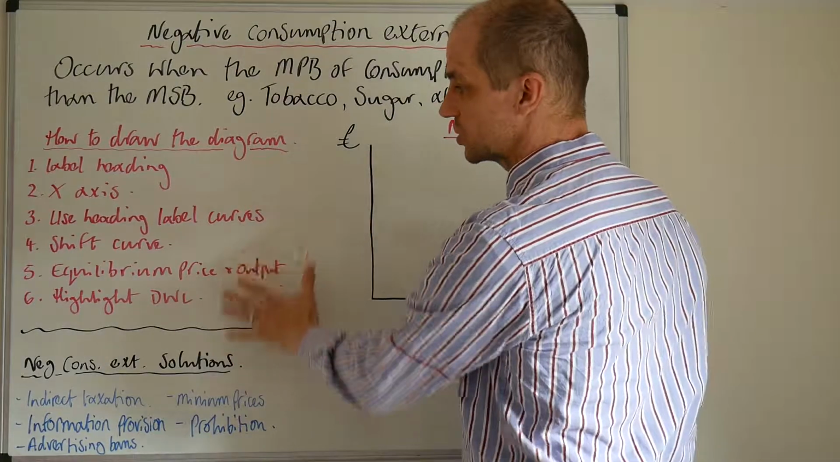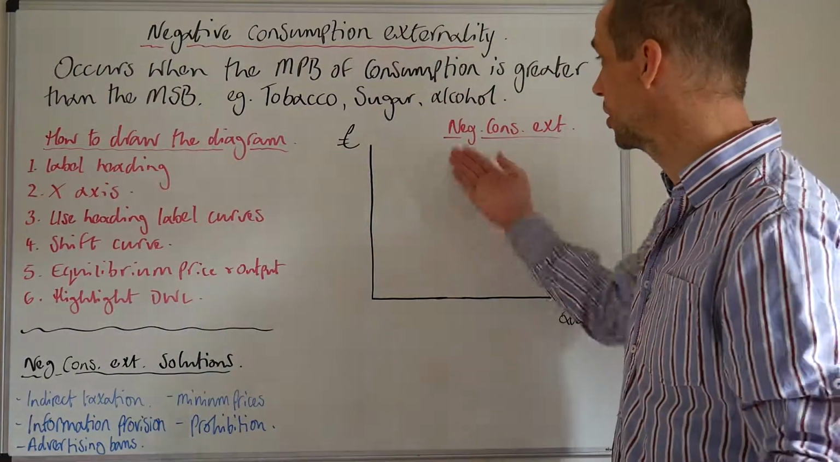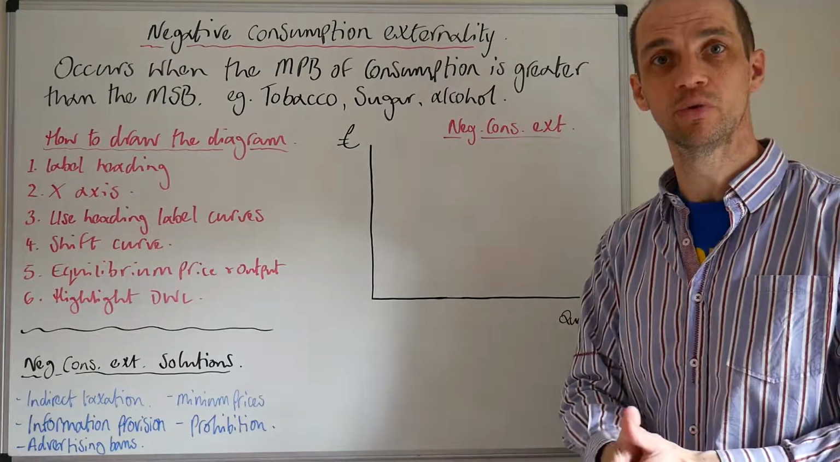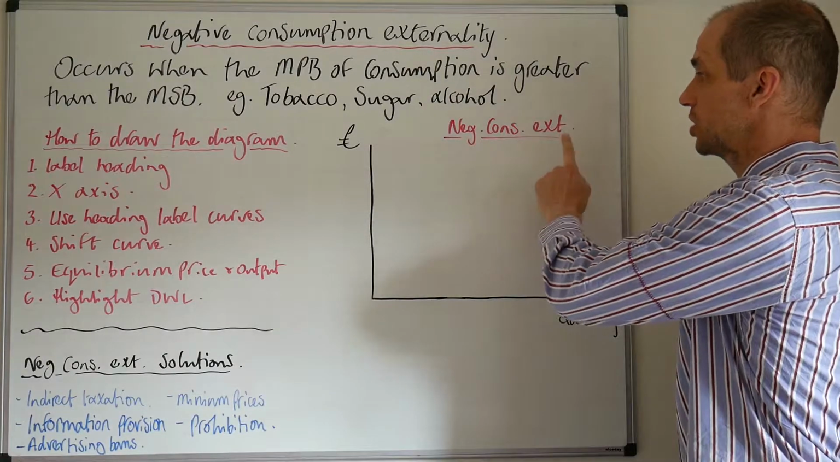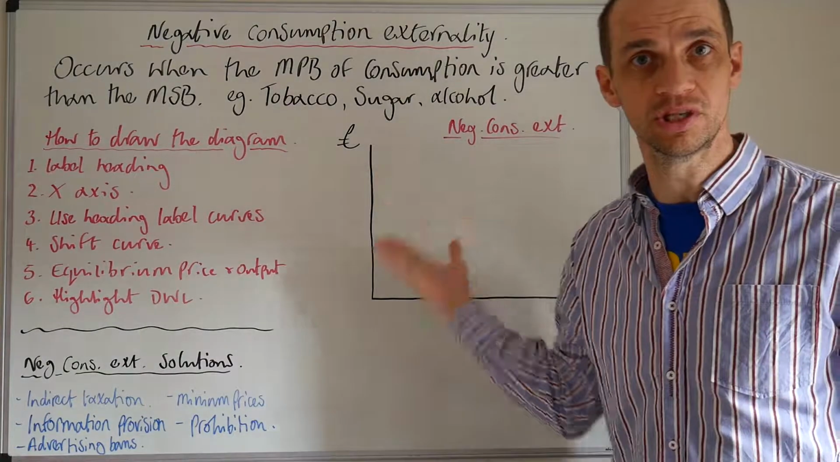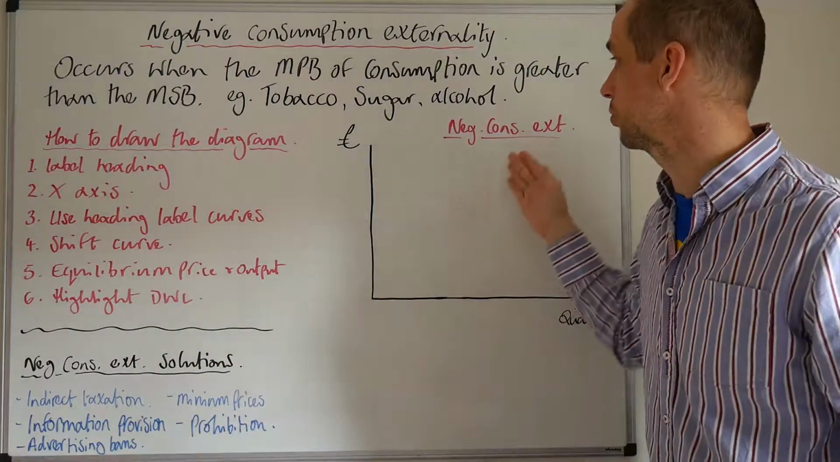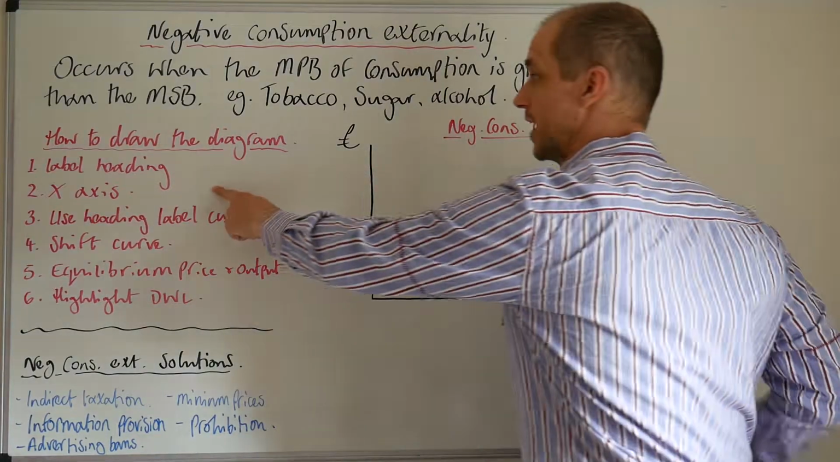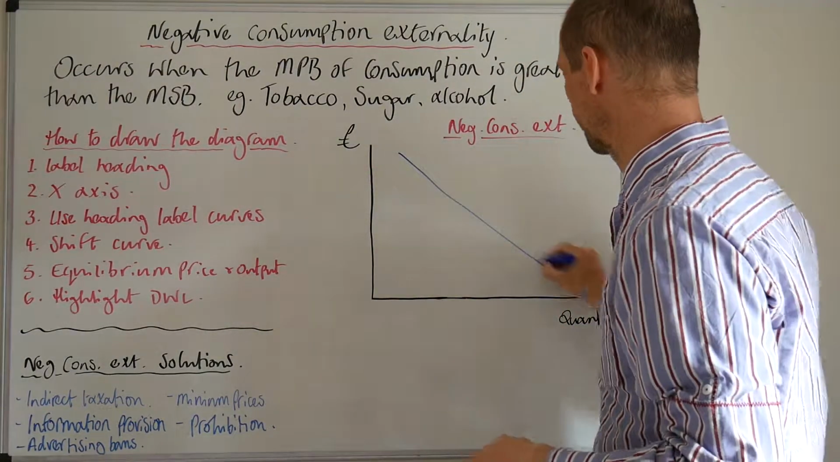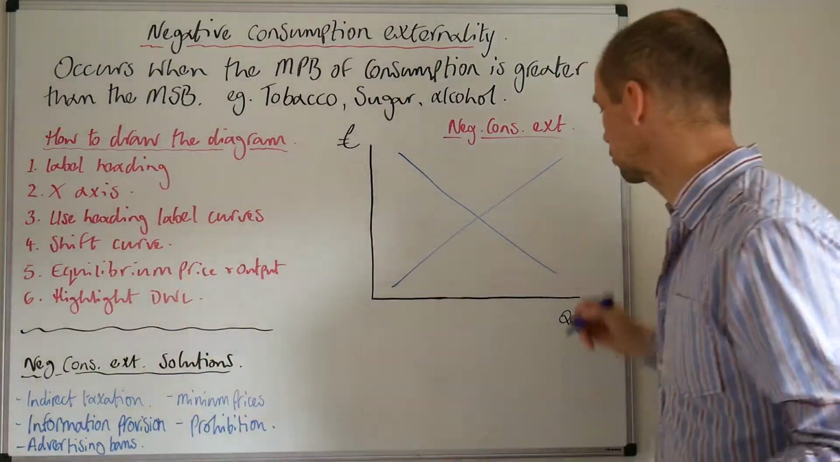Now we've got our 6-step approach that we looked at last time. You can see I've labelled the heading for the diagram: negative consumption externality. Negative implies a shift to the left of consumption, which is demand, of course. So let's draw out our x-axis first up. There we go, nice and straightforward.